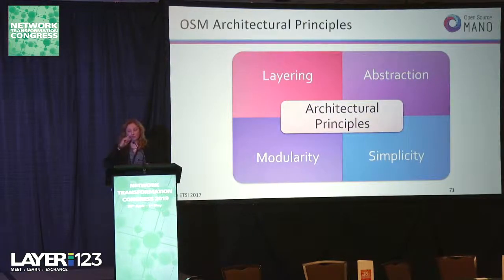So OSM really has 4 core architectural principles, and we've had this since release 0, since the first day we started. And those principles are layering, abstraction, modularity, and simplicity. Layering in the sense that we have a certain organization of the way the project's structured so that certain pieces can be swapped out for others. Over the course of the life cycle of the project, certain features have been innovated faster than others, and so we pulled an entire module out and replaced it with something better.